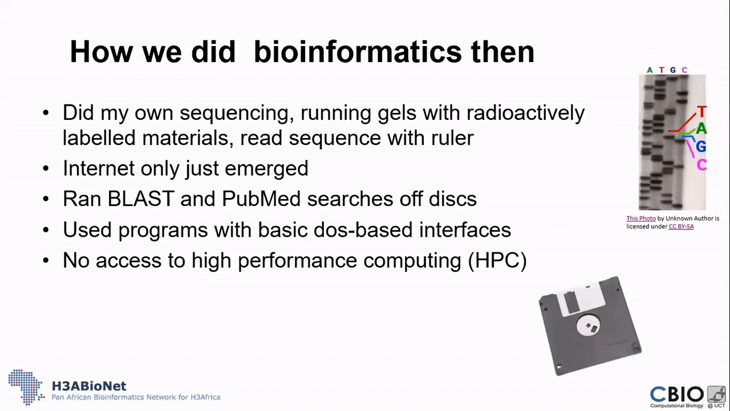So how did we do this then? Well, at the risk of showing my age, I did my own sequencing in the lab, running sequencing gels, these plate glass gels with radioactively labeled materials. So you had to work behind lead sheets. And then the image on the right is the kind of picture that came out with these lines showing where's the A's, T's, G's, and C's.